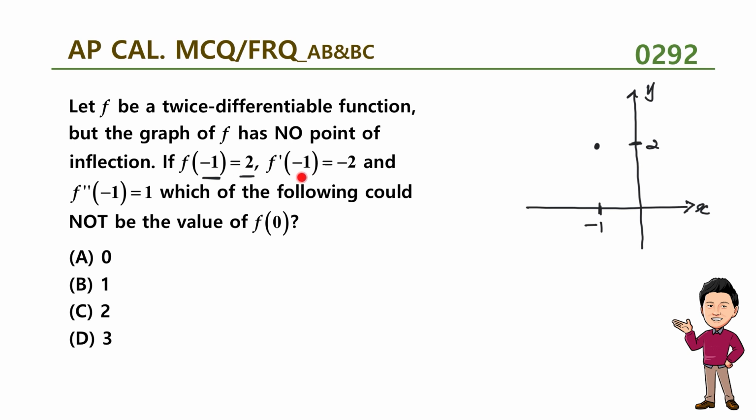Here, f prime -1 is equal to -2. That means the slope of the tangent line at this point is -2. The function has to decrease, right? And when x is -1, the second derivative is +1, which means the graph of f is concave up. Decreasing, concave up. So roughly it could be like that. Let's say this is f of x, and here we have the tangent line, like that. The slope of this tangent line is -2.